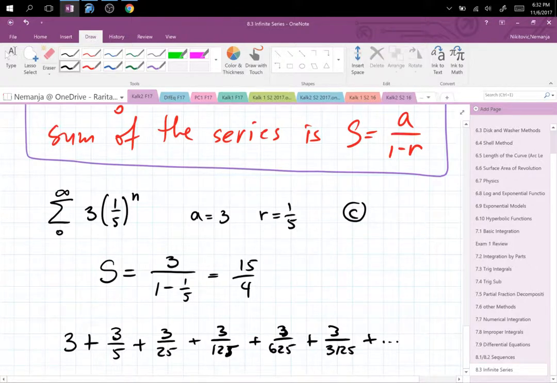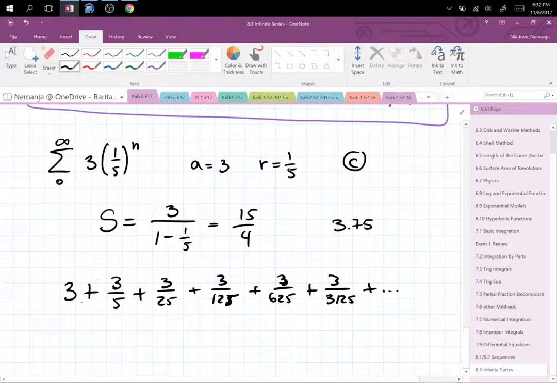We have infinitely many numbers to add. They all add to 15/4 when you add infinitely many of these numbers. Now, 15/4 is 3 3/4, right? It's 3.75. And you can see that from here, because here's your 3 plus, right?